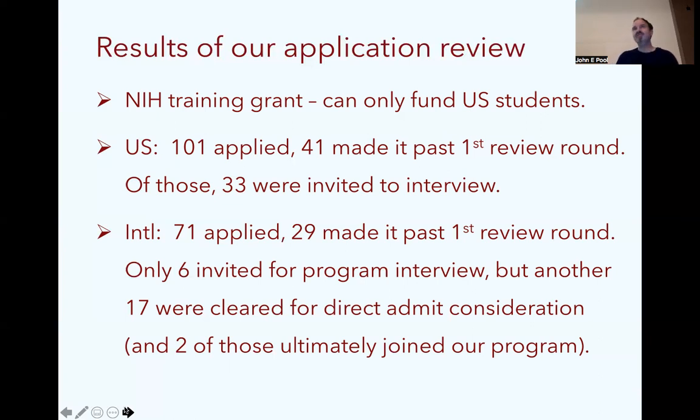Good question. I am not sure. I have heard of programs that only have one track, like they only do rotations. I'm not sure how common it is to have both. There are clearly programs that only do direct admission because they don't have the funding, and that varies a lot by biological subfield. So I'm not sure what the answer to that is, really. I'm not sure how many programs have both tracks going on.